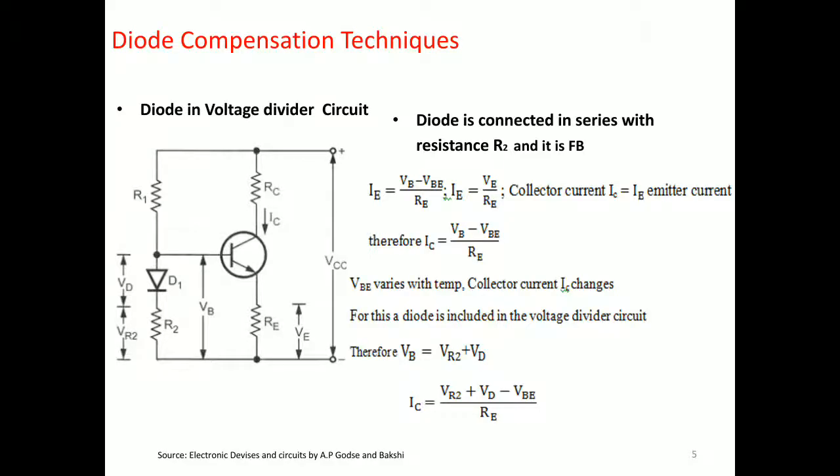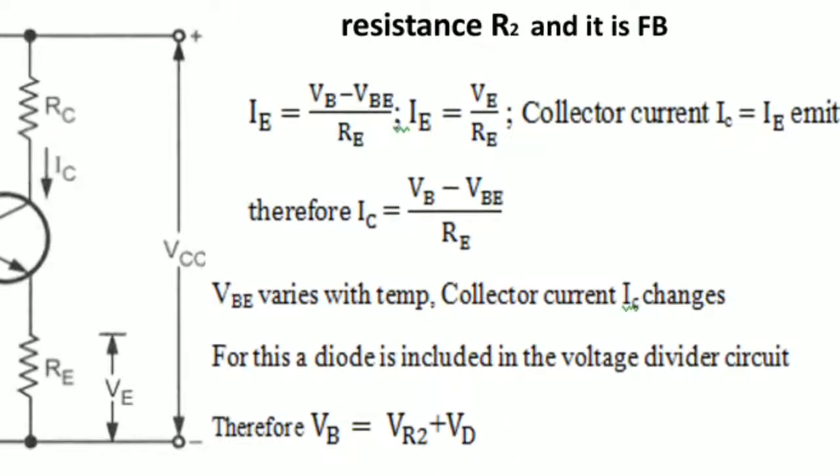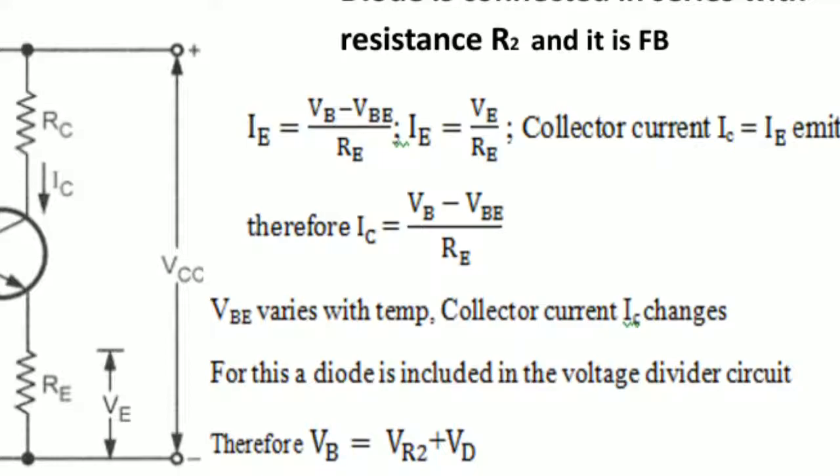That is, the diode is placed in the voltage divider network. The figure shows the diode placed above the R2 value. For the analysis, we derive the equation: IE is equal to VB minus VBE by RE. We know IE is equal to VE by RE, and collector current IC is equal to IE. Therefore IC is equal to VB minus VBE by RE. When VBE changes with temperature, my collector current also changes. The aim is that it should not change. For that we need compensation.